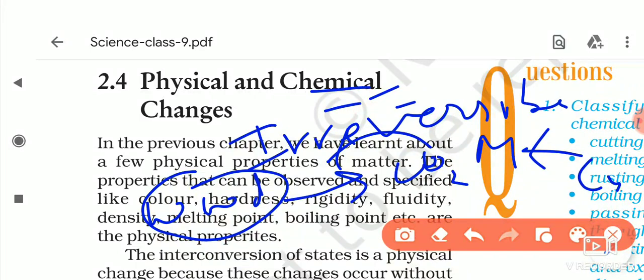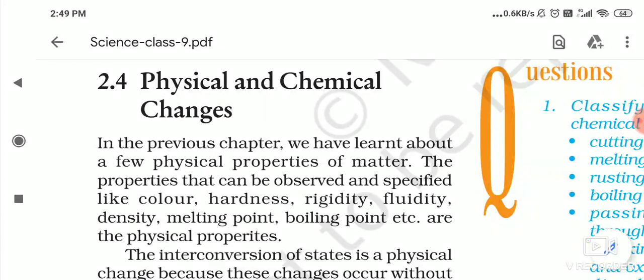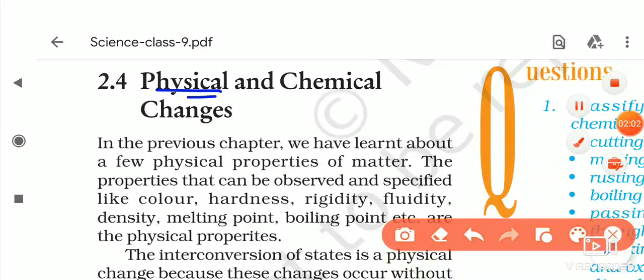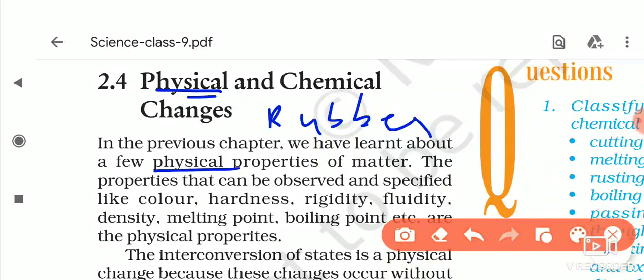Now, the third point is that in physical change, it may change shape and size. For example, when you stretch a rubber band, suppose this is a rubber band, and after stretching, the size of the rubber band is this. It means that there is a change in the size.